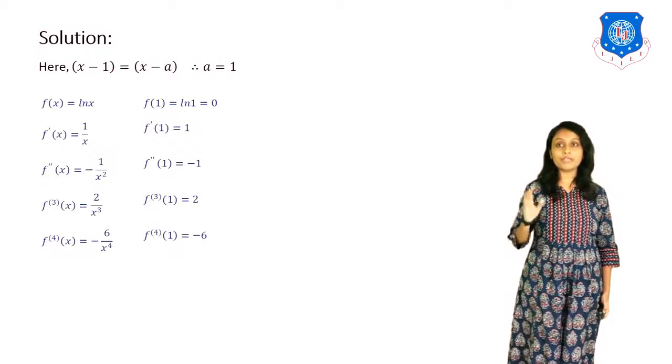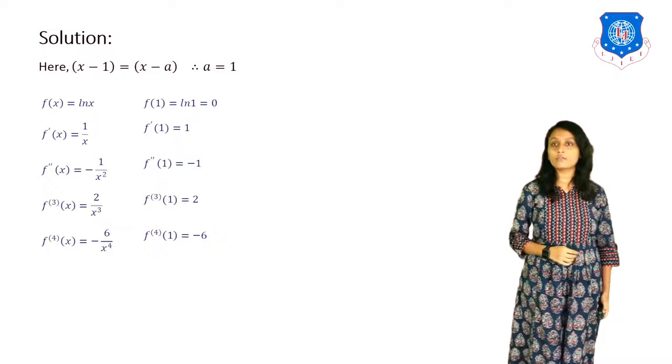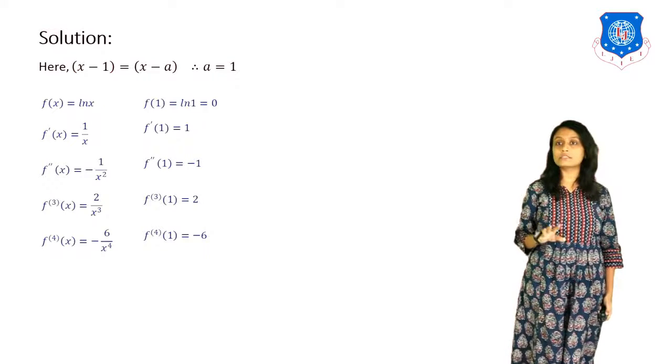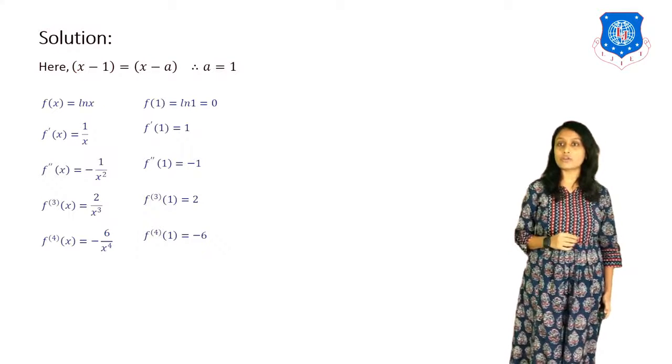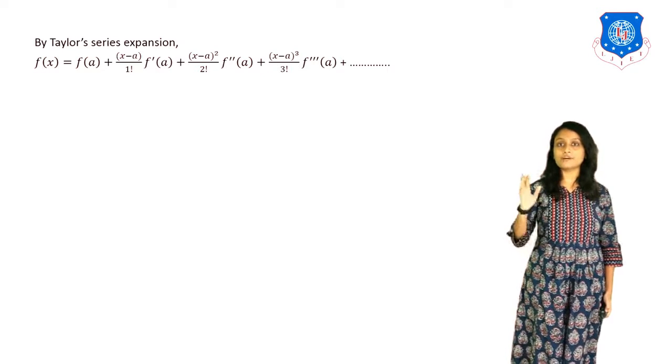Now what we have to do? We have to find its value at a. And here a is what? 1. Right? So in place of x we have to just substitute 1. So ln of 1 is 0. In the next one, f dash of 1 you will get 1, f double dash of 1 is minus 1 and so on. Now what we'll do, we'll write the first formula.